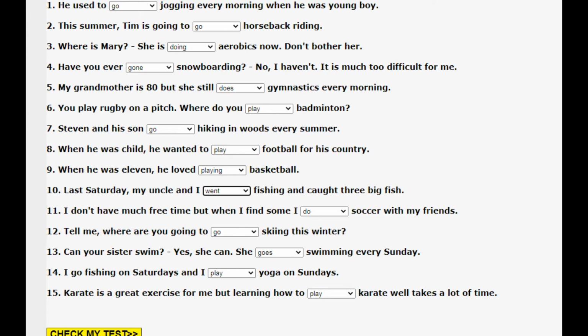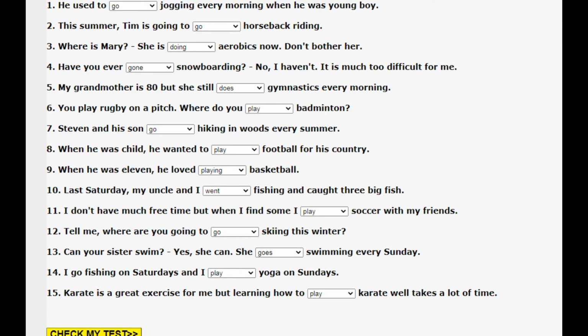Number 11. I don't have much free time, but when I find some, I do soccer, I go soccer, or I play soccer with my friends. Remember, with the word soccer, that is a game that you play with a team, we use the verb play. So I say I play soccer with my friends.